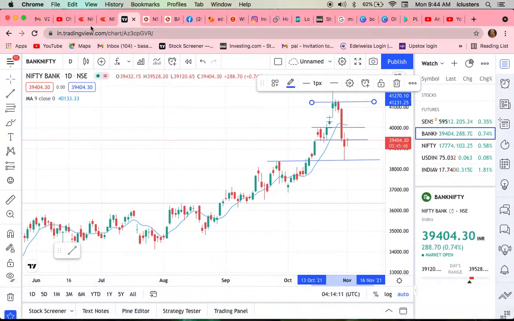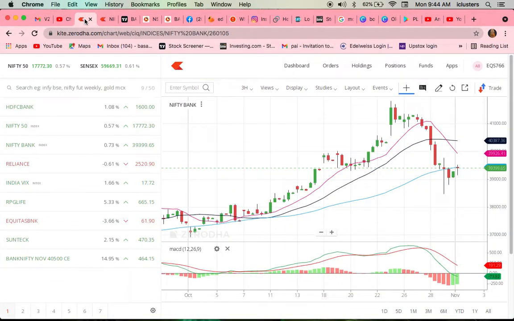See friends, today is November 1st. We are discussing Bank Nifty, and today it's the result of HDFC Bank. It has the highest weightage in Bank Nifty. So if HDFC results are positive, my Bank Nifty will go upside, and if HDFC results are negative, Bank Nifty will go downtrend. That is the view of today's market.